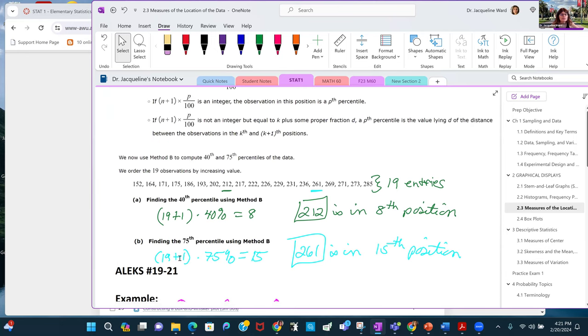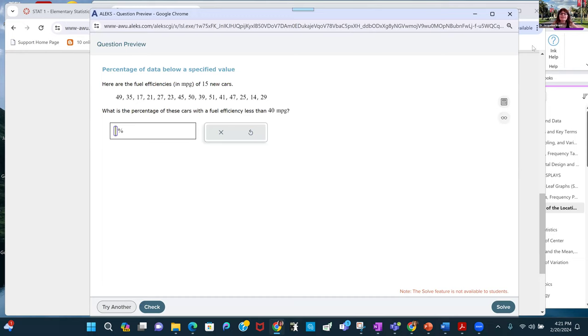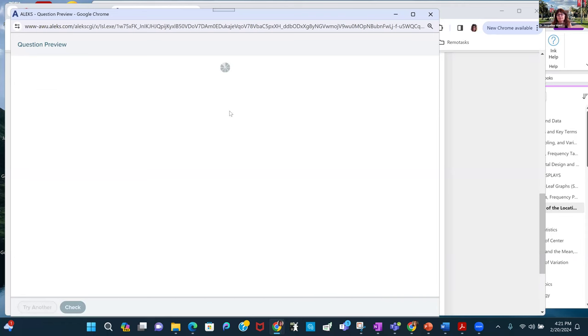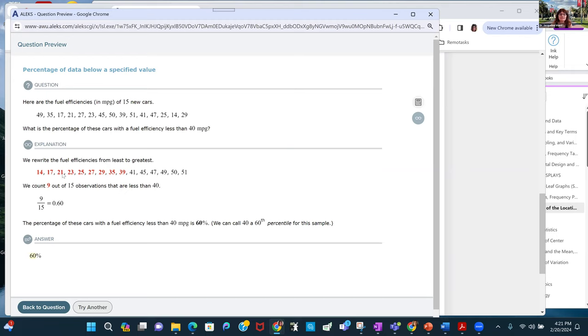Okay, so let's look at problems 19 through 21. Here are the fuel efficiencies in miles per gallon of 15 new cars. What's the percentage of these cars with a fuel efficiency less than 40 miles per gallon? Okay, so you want to order them from least to greatest. And you're looking at the percentage that are less than 40. So there are 9 out of the total 15. That's 60%. So 40 miles per gallon is the 60th percentile, because 60% is to the left.